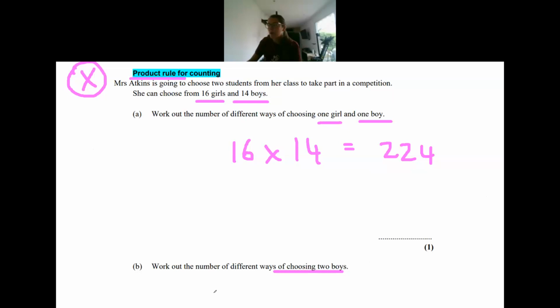Work out the number of ways of choosing 2 boys. So I've got a choice of 14 boys for choosing the first boy. Then I've chosen one of those boys, so I've then got, for the second boy, I've only got a choice of 13 boys left. So I take one off. 182.